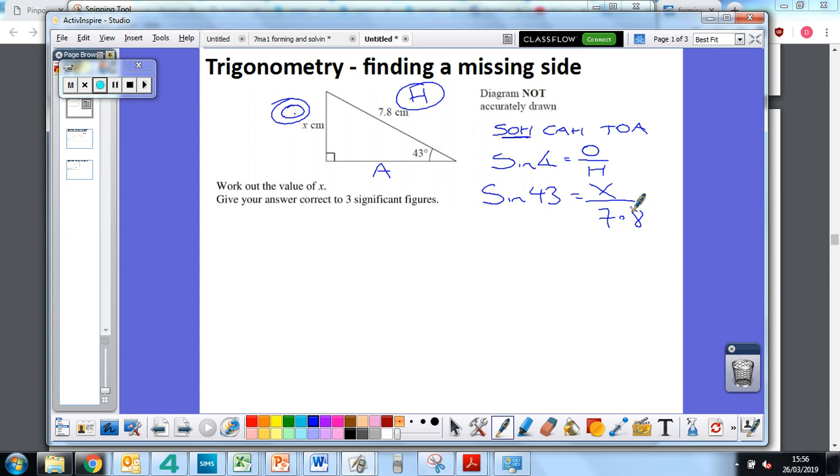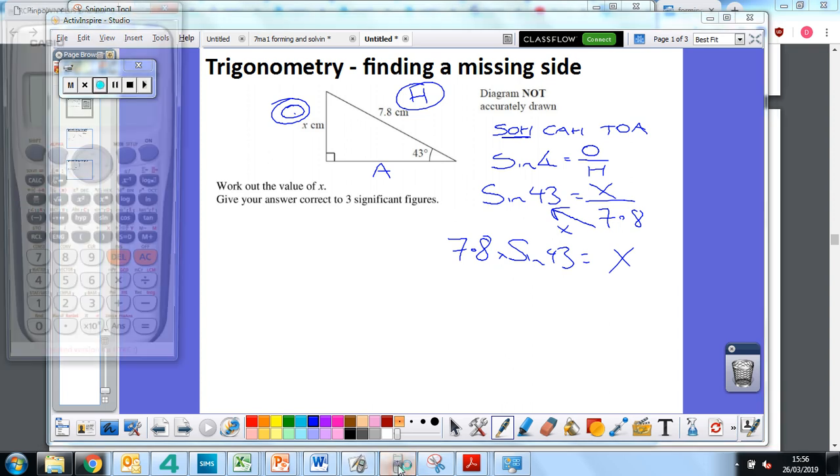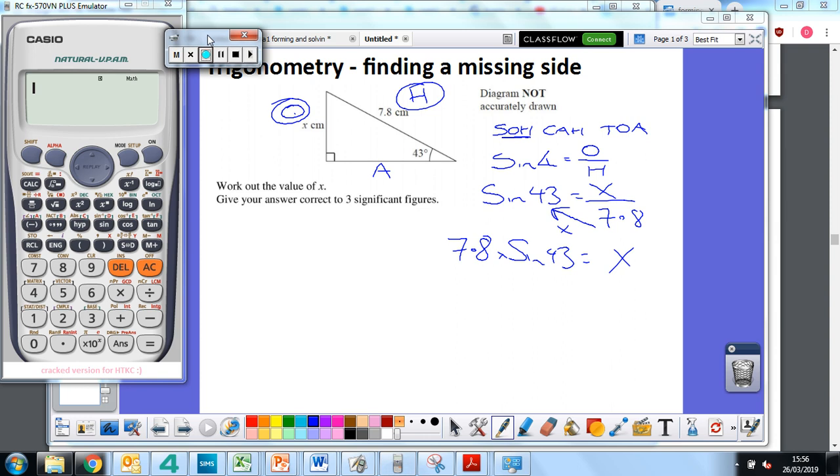We then rearrange. That means we want the x on its own. The 7.8 is the divider here, so when it moves to the other side, it becomes a multiplier. So we get 7.8 times sine 43 will give us the answer that we are looking for. If we grab our calculator, all we need to type in is 7.8 multiplied by sine 43. Don't forget to close your brackets, and this will give us the answer we're looking for.